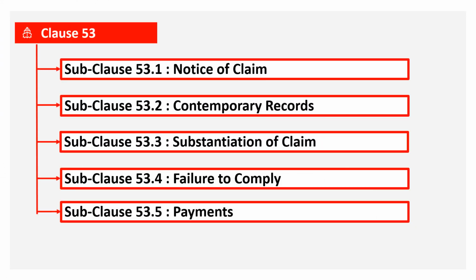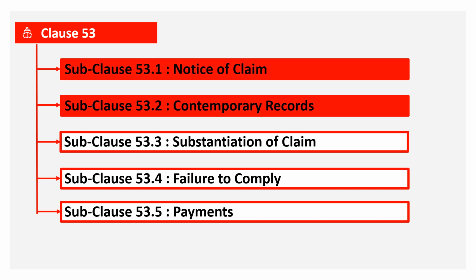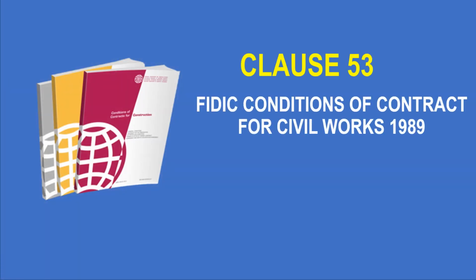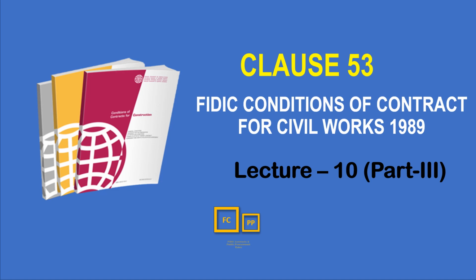As discussed earlier, class 53 contains 5 subclasses. We have discussed subclass 53.1 notice of claim and subclass 53.2 contemporary records. Today we will discuss the rest of the subclasses, that is subclass 53.3, subclass 53.4, subclass 53.5. So this will be lecture number 10 part 3.